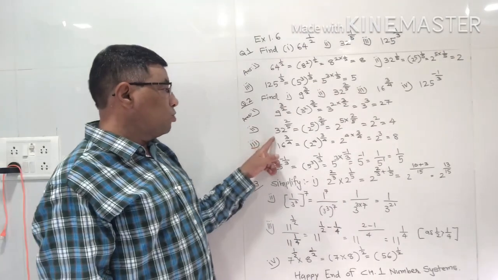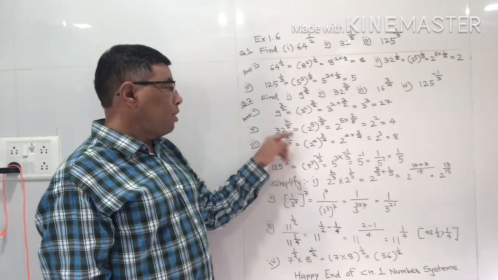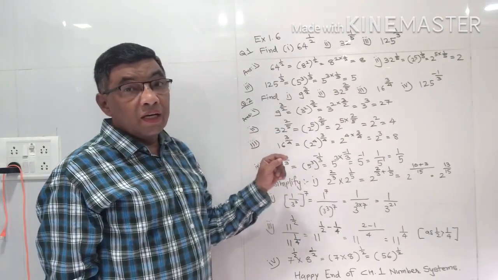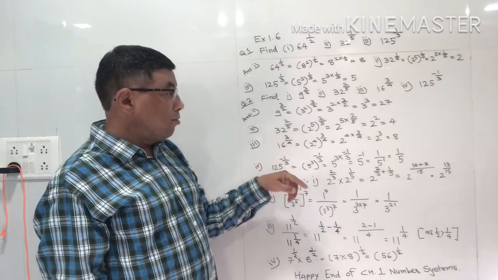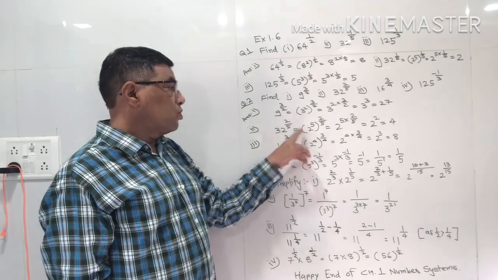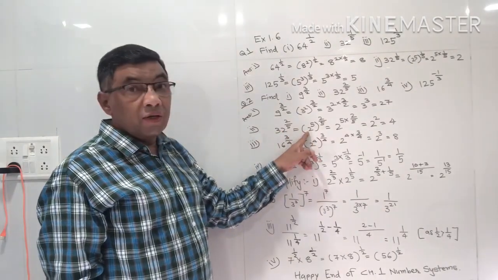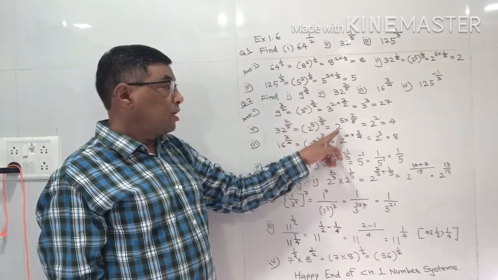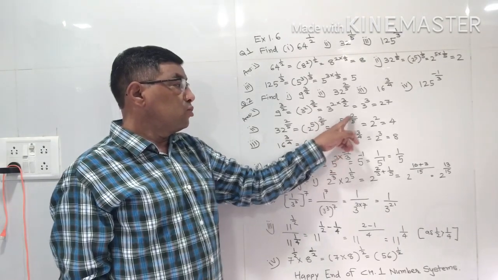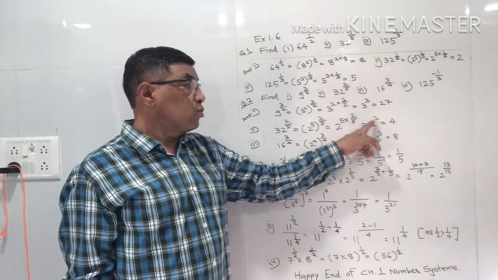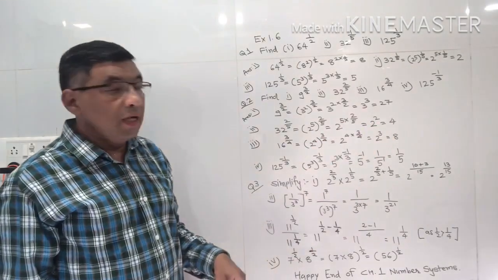Next one is 32 raised to 2 by 5. 2 by 5 is given, so first we think whether we can write 32 as a 5th power of any number. Yes, it is 2 raised to 5. So we write 32 as 2 raised to 5, and the whole raised to 2 by 5. Then according to power of power, that is 2 raised to 5 into 2 by 5, the 5s cancel, 2 raised to 2, which is equal to 4. That is the answer.